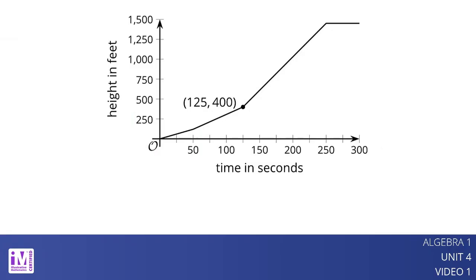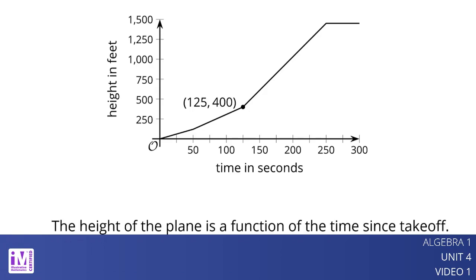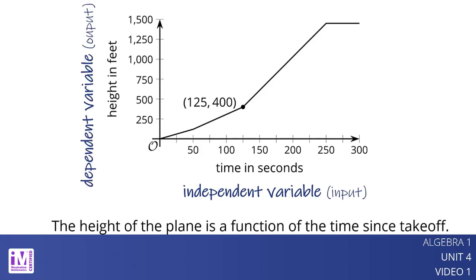Let's look at the relationship between the amount of time since a plane takes off in seconds and the plane's height above the ground in feet. Here is a graph that shows that the height of a plane is a function of time since takeoff. These two quantities form a function if time is the independent variable, the input, and height is the dependent variable, the output. This is because at any amount of time since takeoff, the plane could only be at one height above the ground.